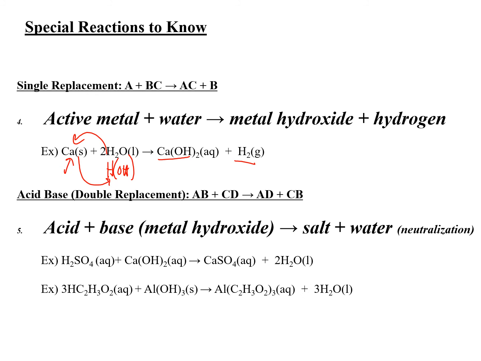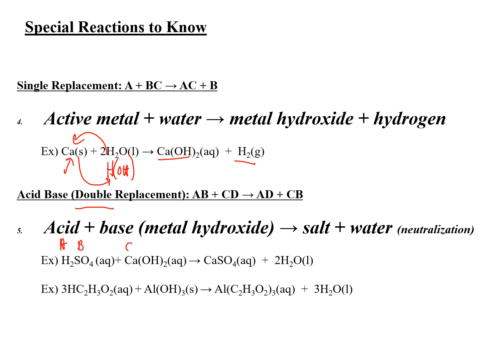All right, and the last special reaction type is just a double replacement, but it involves an acid and a base. Now, bases are just metal hydroxides. They make the solutions basic by increasing the hydroxide ion concentration, which raises the pH. That's going to come in later chapters. However, metal hydroxides are bases, and you know your acids now. Anything with an H first here.